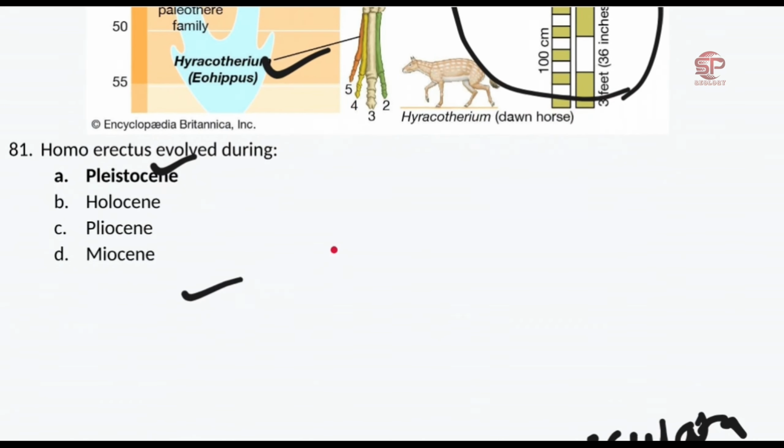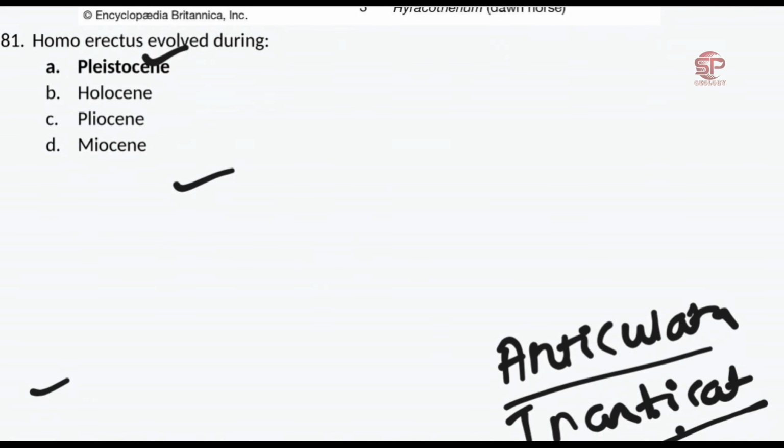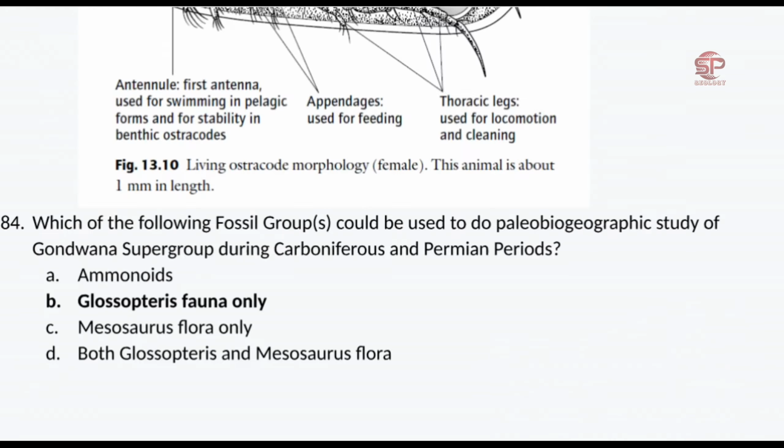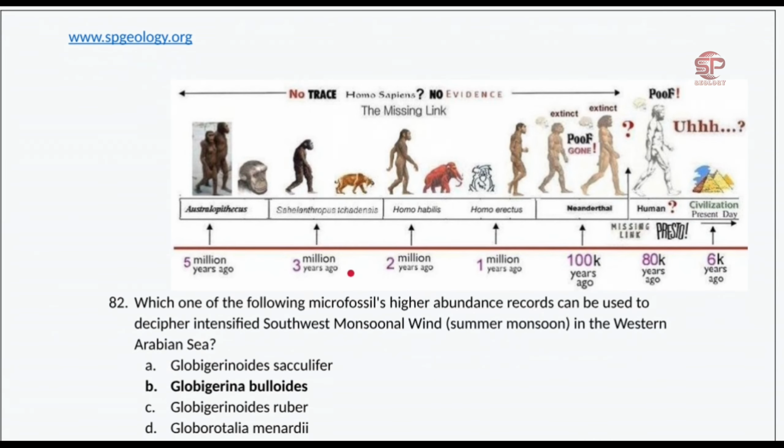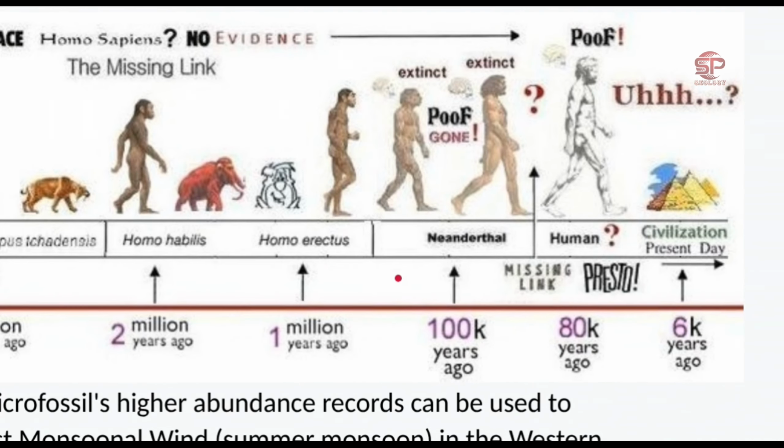Then Homo erectus. Homo erectus evolved during the Pleistocene, around 1 to 1.5 million years ago. So it will come under the Pleistocene. So from 2.5 million up to 11,700 years ago it is the Pleistocene. So the answer will be Pleistocene.